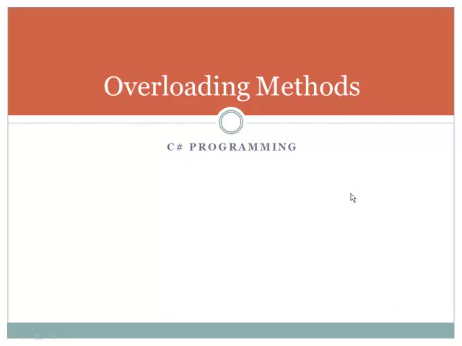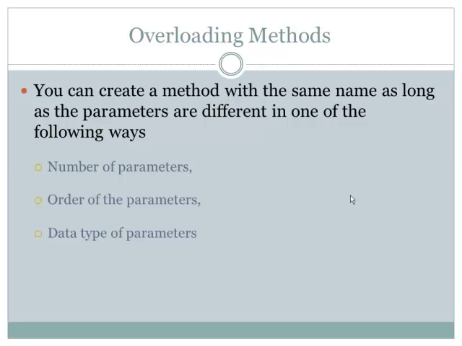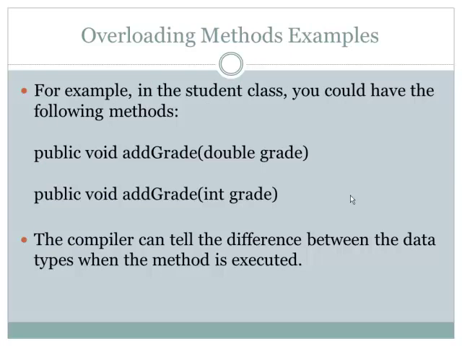In this short video, we're going to look at overloading methods in C#. Remember, you can create a method with the same name as long as the parameters are unique. So they have to be different in one of the following ways. The number, order, or the data type of the parameters have to be able to differentiate between the methods.